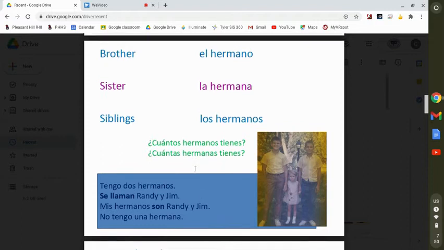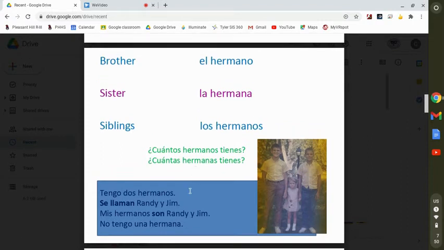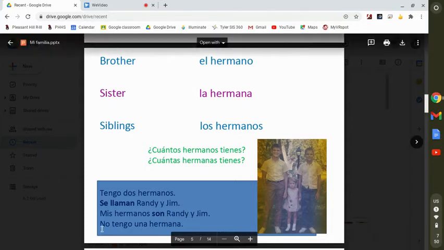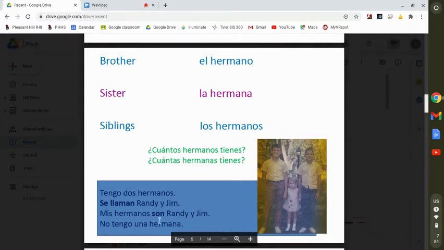And here are my sentences I have. Tengo dos hermanos. I have two brothers. Se llaman. Now I have an A-N at the end because I'm talking about more than one person. Randy y Jim. Another way I could do it is mis, make it plural, hermanos son Randy y Jim. Then I say, no tengo una hermana. I don't have a sister.